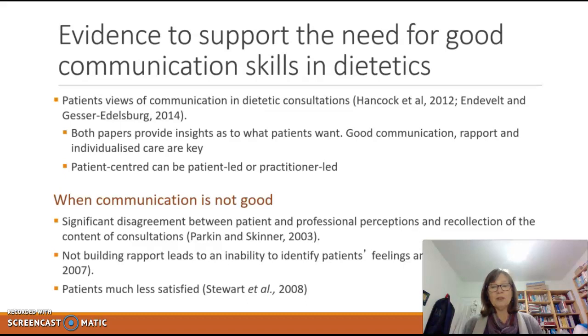So it can go backwards and forwards. So sometimes people say, oh no, you just tell me what to do. But as you start working with them, they will go, oh, hang on a minute, can I ask about this? And they will become more engaged if you're communicating well.